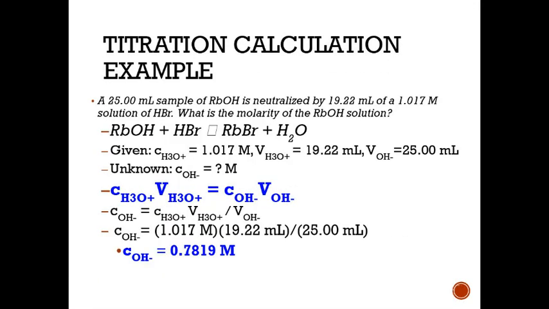Now let's apply the C1V1 equals C2V2 formula to a real problem. We have rubidium hydroxide being titrated with hydrobromic acid. Notice we're given the acid's molarity and both volumes. We need to find the base's molarity. Watch how we rearrange, solve for the unknown concentration by dividing the acid side by the base's volume. Plug in the numbers carefully, keeping milliliters on both sides so they cancel. The arithmetic gives us 0.7819 molar. That's our answer. This is the exact process you'll repeat for every titration problem.